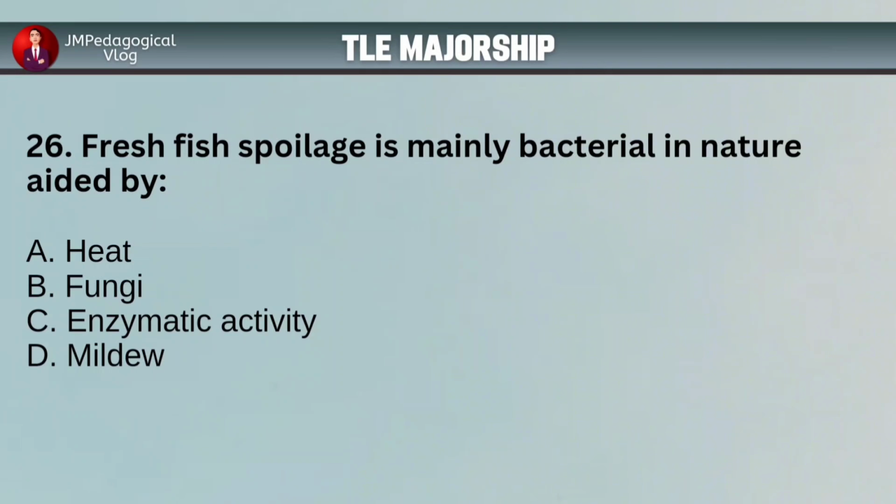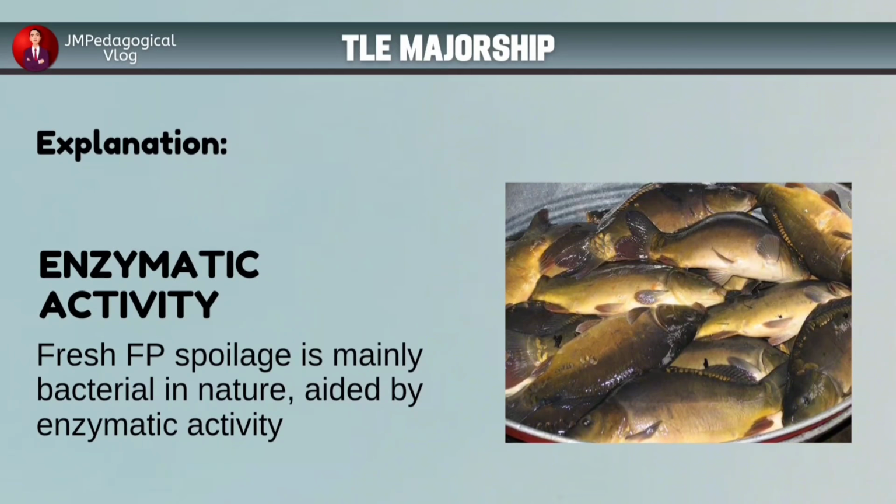26. Fresh fish spoilage is mainly bacterial in nature aided by A. Heat. B. Fungi. C. Enzymatic activity. D. Mildew. C. Enzymatic activity. Explanation. Fresh fish product spoilage is mainly bacterial in nature, aided by enzymatic activity.